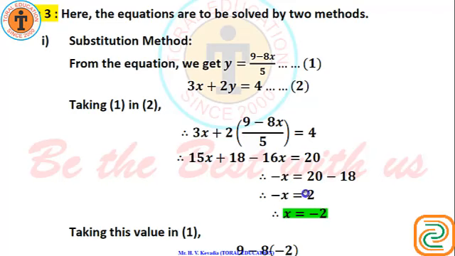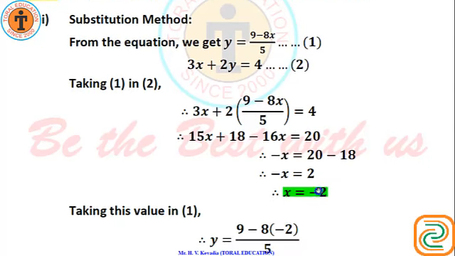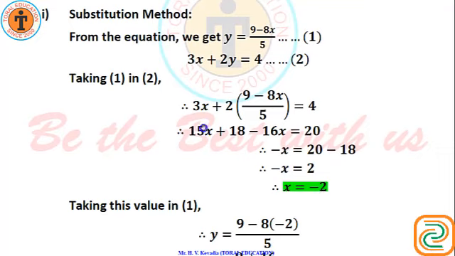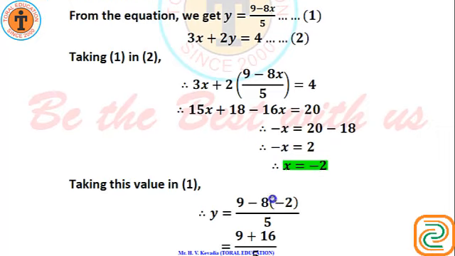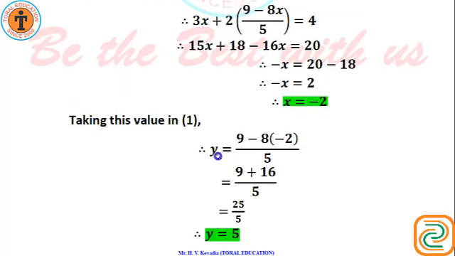Therefore x equals minus 2. This minus sign will go to the right side and it will be applied to 2, so it becomes minus 2. Now we will take this value in equation number 1. We will get y equals (9 minus 8 into minus 2) upon 5. 9 plus 16, that is 25. 25 upon 5, that is y equals 5. So these are our solutions: x equals minus 2 and y equals 5.